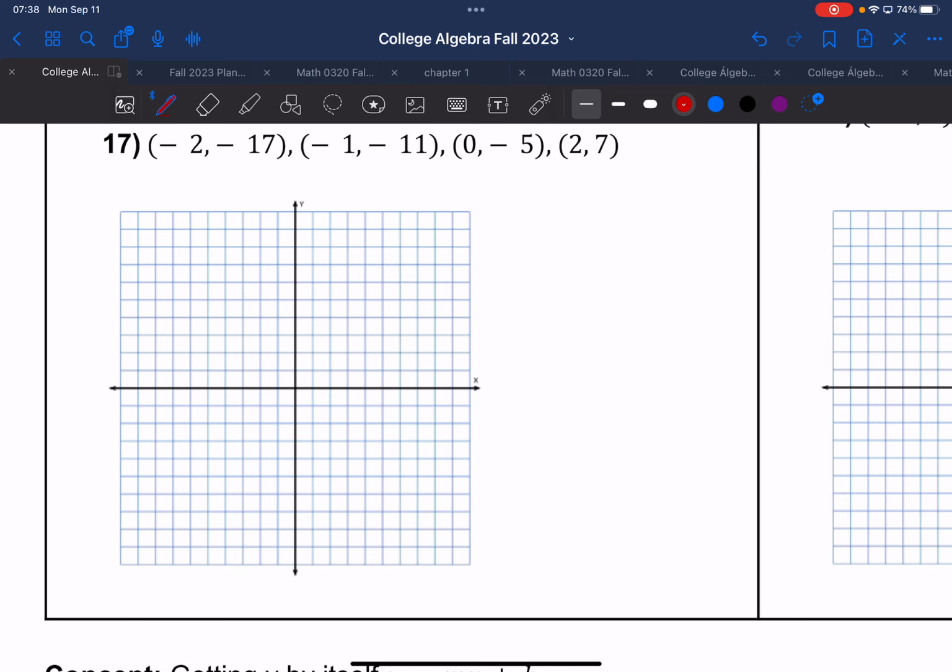Number 17, I'm plotting these points. So -2, -17, that is going to be way off the graph down here. -1, -11, 0, -5, and 2, 7. What do you guys think? Linear or not linear? No. No, why would you say that? It starts sloping at the end. Good. Towards the bottom, it looks like it's starting to curve, like this. So we would say no.